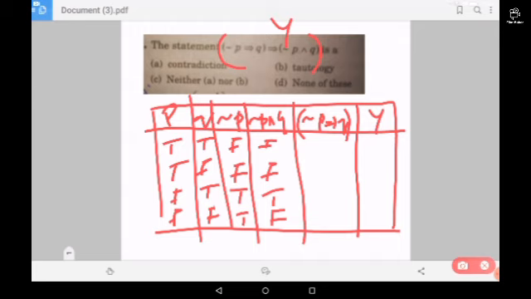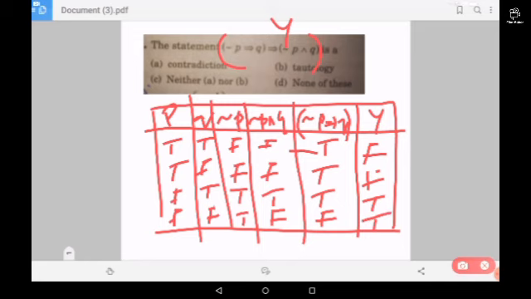False implies true will be a true. False implies false, true. True implies true, true. True implies false is a false. And we need negation P implies Q, whole implies negation P and Q. So true implies F is false. True implies F is again false. True implies true is true, and false implies false is true.